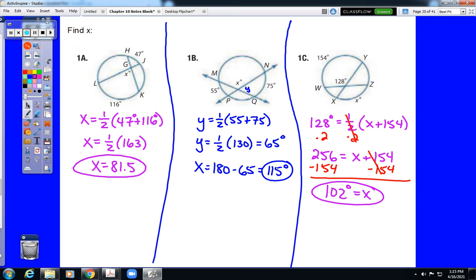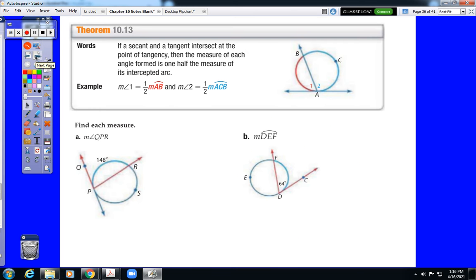So that's how we handle two secants intersecting inside of a circle. Our next situation, we've talked about what to do when they intersect inside of a circle. Now we need to talk about what happens when we have a secant and a tangent intersecting at the point of tangency. So notice that now our secant and our tangent are going to be intersecting on the circle. Look at that picture.